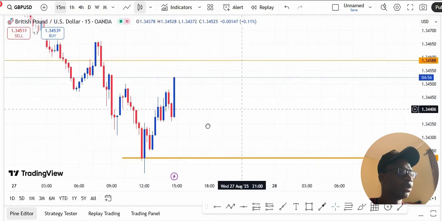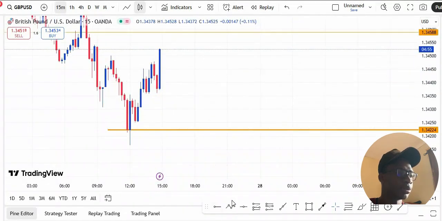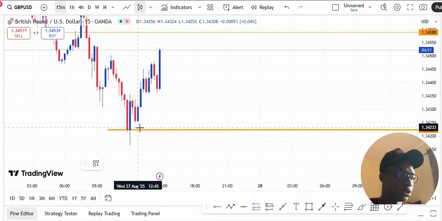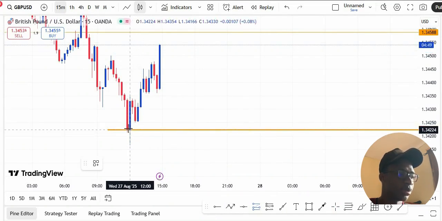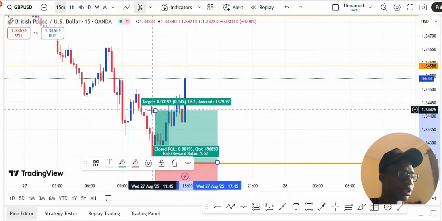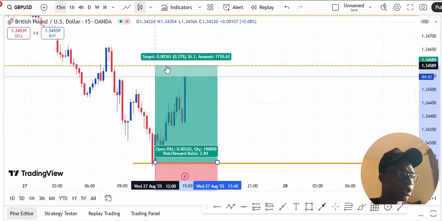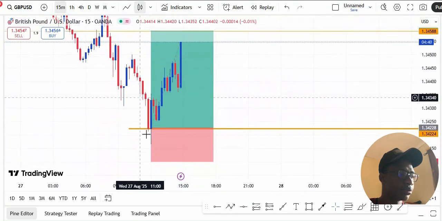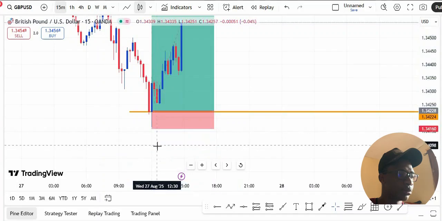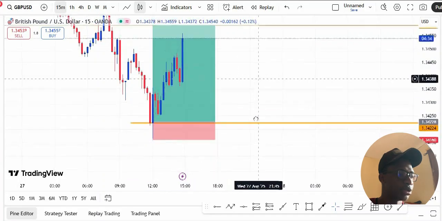Alright, so let's go to GBP USD. Let's say for example now, I wanted to place a bet, but I was waiting for the market to retest a place, and I think I put my take profit on the stack. Yeah, okay. Alright, so this is the trade I want to take.